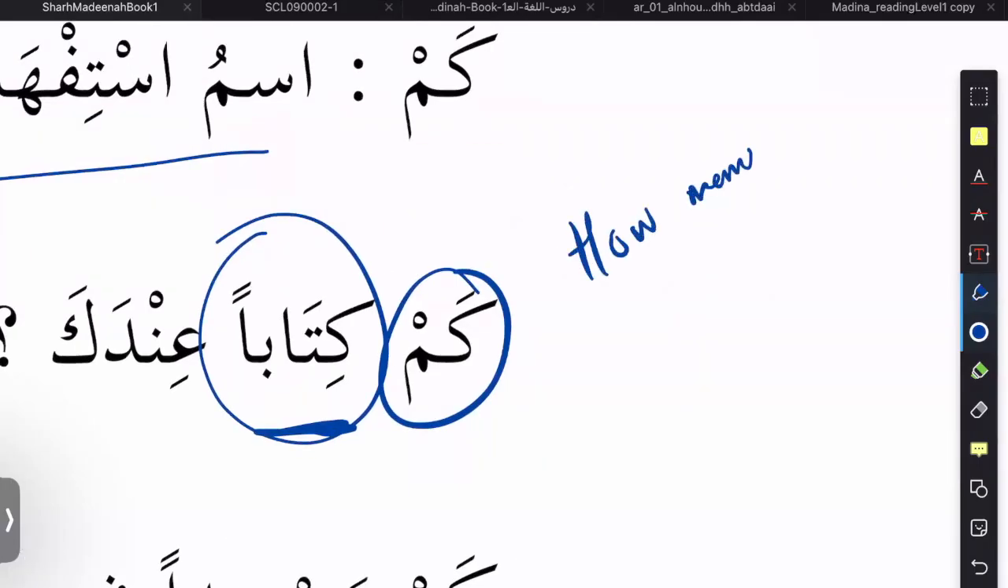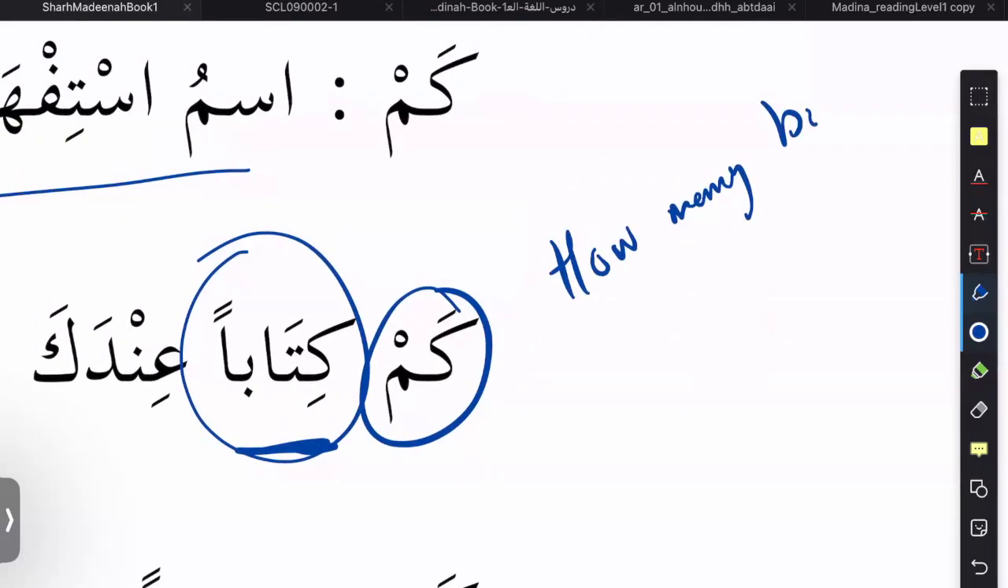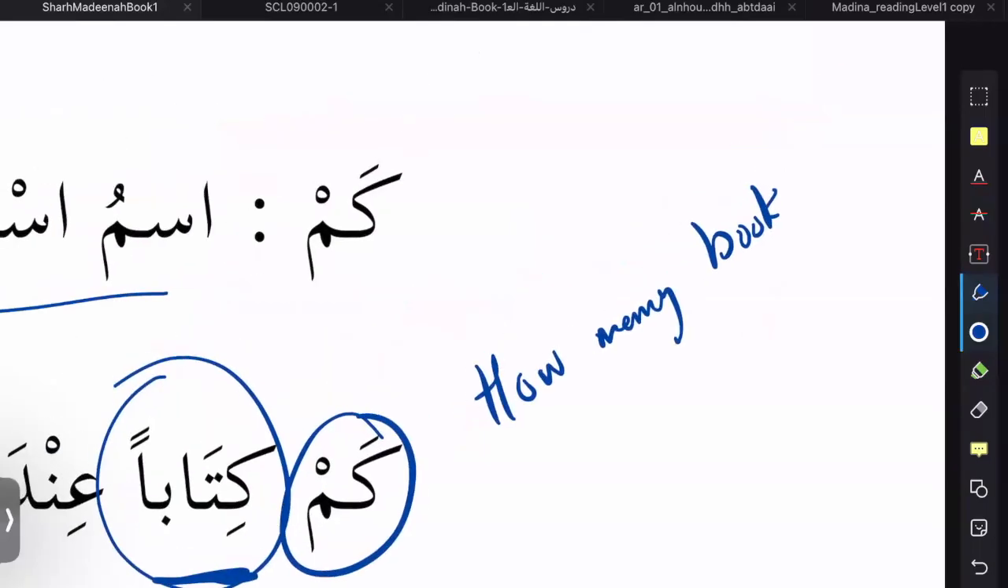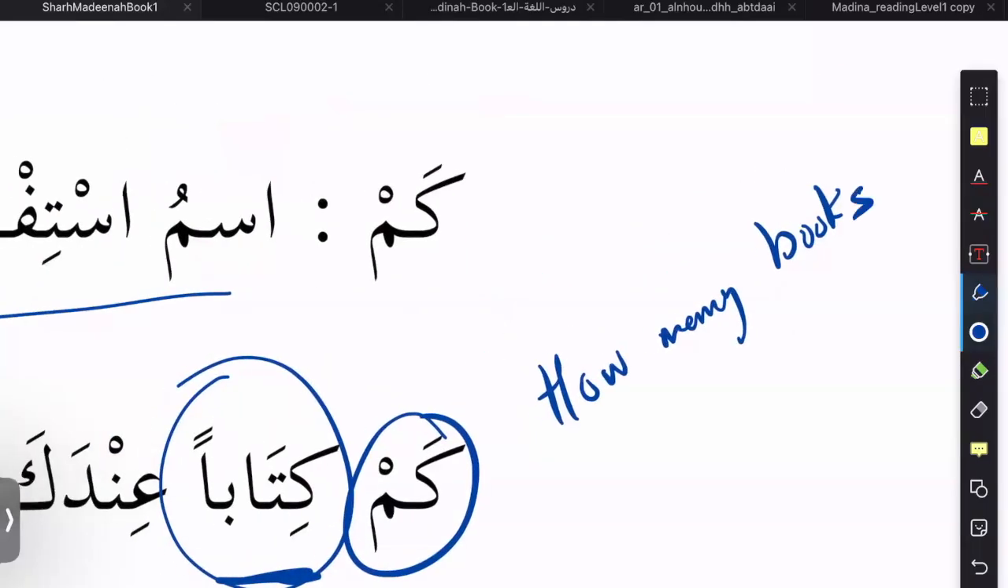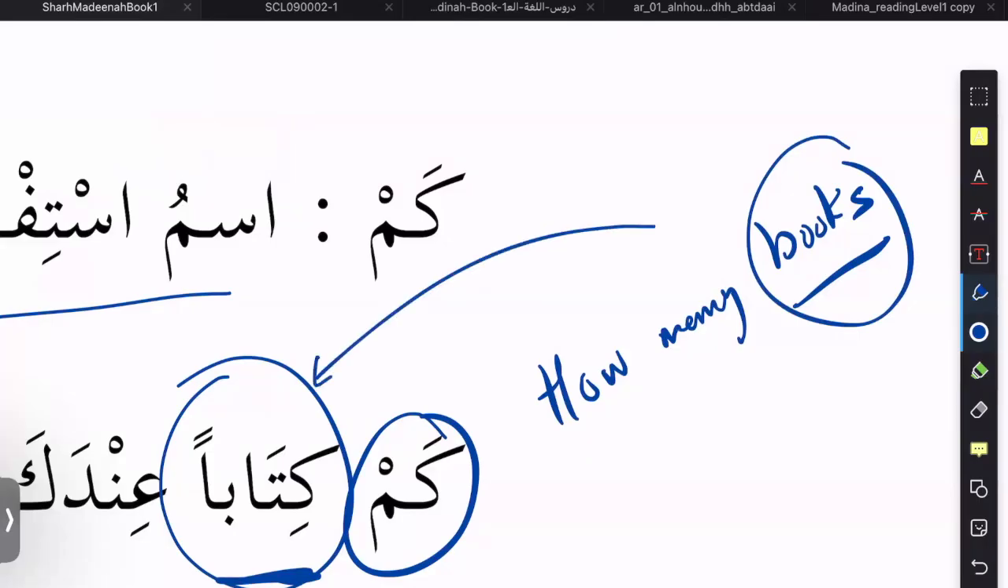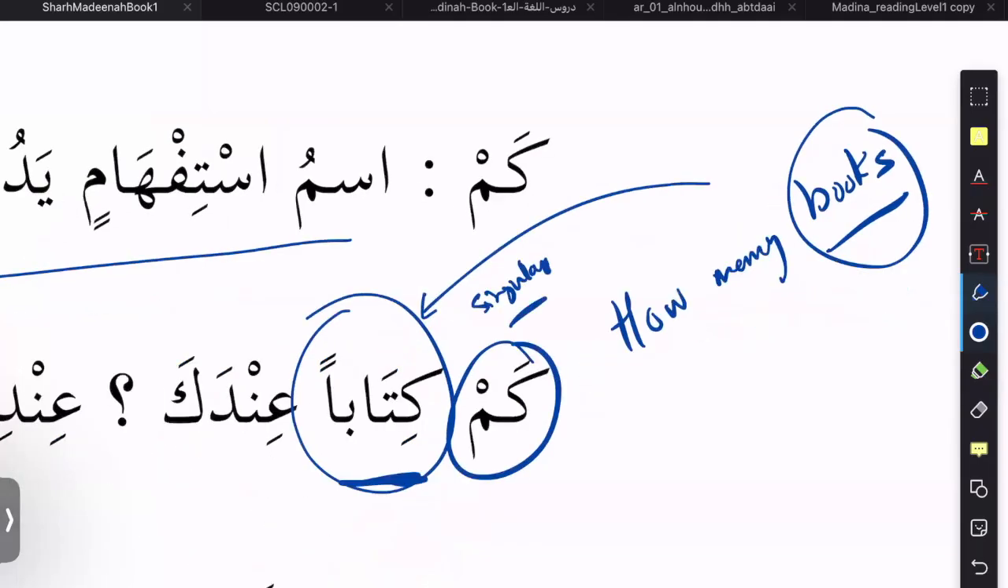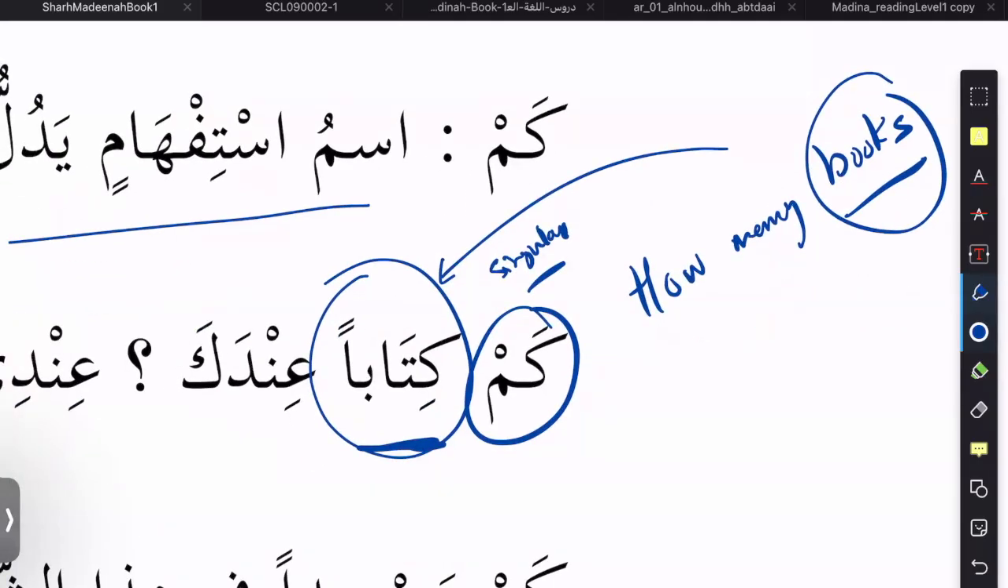A few things. In English, we say how many. Do we say how many book, or do we say books? We say how many books, plural. In Arabic, no, it's always singular. That's number one. So we don't say kam kutuban. No, we say kam kitaban.